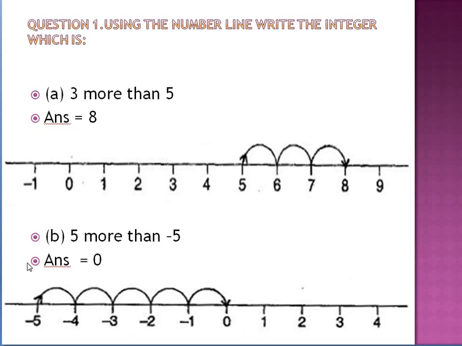So you arrived at 8. Now, 5 more than minus 5. First you go to minus 5 and then 5 more. You go to the right 5 places. You arrived at 0. So 5 more than minus 5 is 0, which means 5 and minus 5 are additive inverses. You already learnt it.